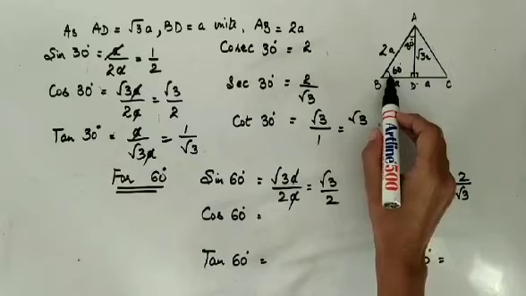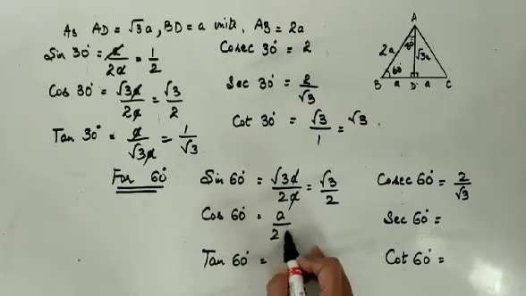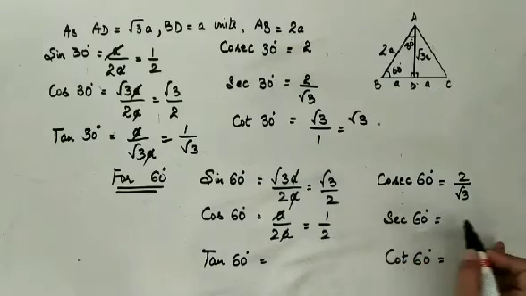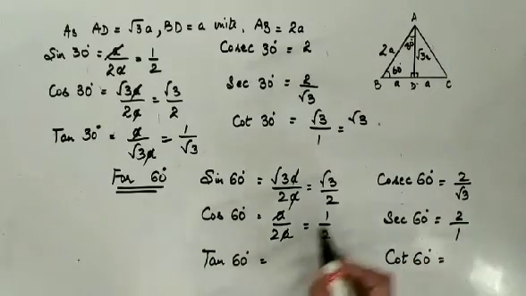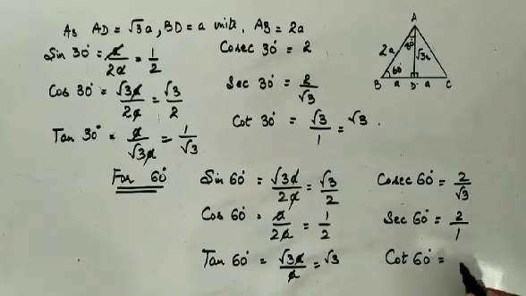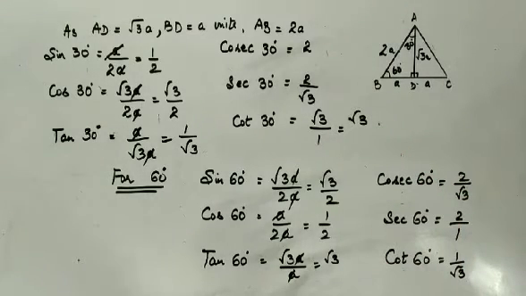Cos 60. Cos 60 is base by hypotenuse. Base, which is A units, hypotenuse, which is 2A units. A and A cancelled, so this is 1 by 2. Secant 60 would be 2 by 1. And tan 60 is P by B, perpendicular, which is root 3 A, by base, which is A, cancel both, this is root 3, and its reciprocal would be 1 by root 3. So that's how for 30 and 60, dealing with the same equilateral triangle, we have found all the basic trigonometric function values.